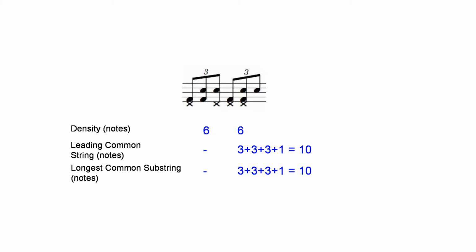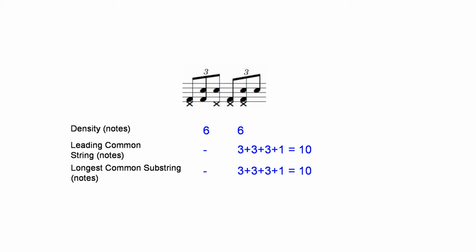Now finally we look at the hi-hat foot, your left foot. Now that's playing slightly different patterns on each of these permutations. On the first one, it's playing the first and the third beat and resting on the second. In the second permutation, it's playing the first and the second beat and resting on the third. These are obviously different. The similarity ends on the first note, and so we can only score this transition as a 1. When you add up the score for the leading common string and the longest common substring, you end up with a score of 10 for each.